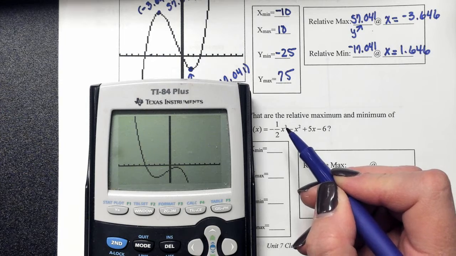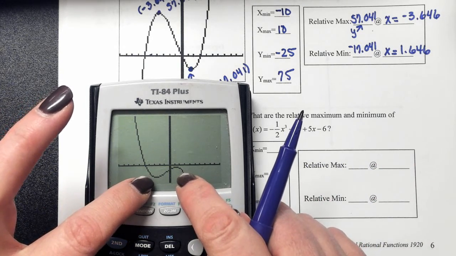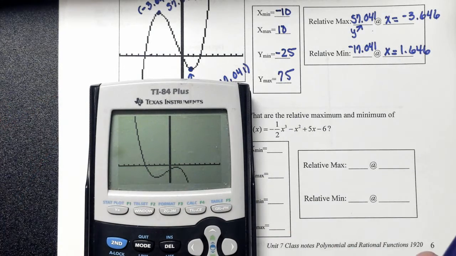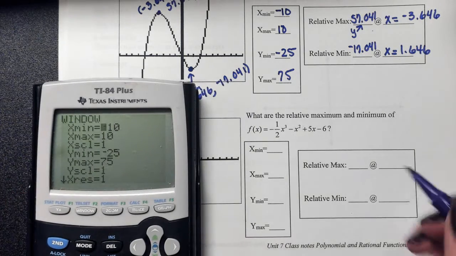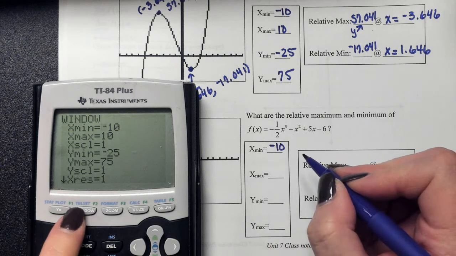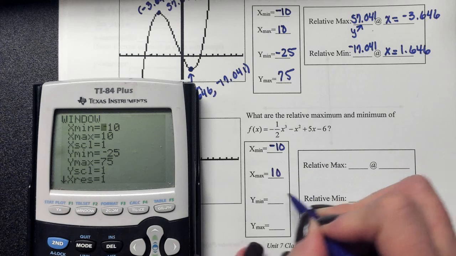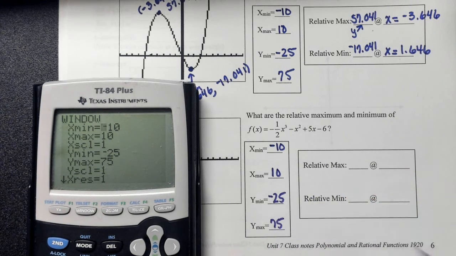At most, I can have 2 turning points. Notice on my graph, I actually don't have to adjust my window from the previous problem because I do see those 2 turning points. So remember my settings for my min and max for x and y. The x min was negative 10. Remember, you can go back to your window to look at this. The X max was 10, the Y min was negative 25, the Y max was 75.